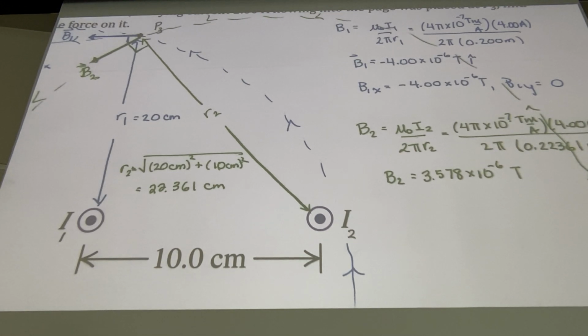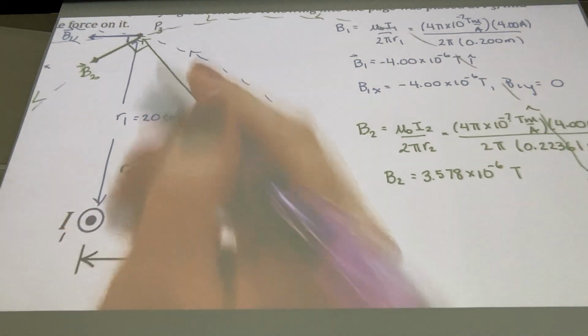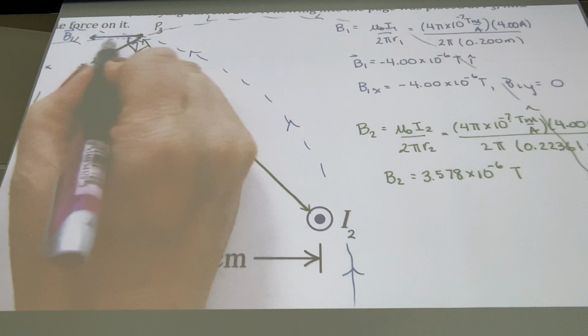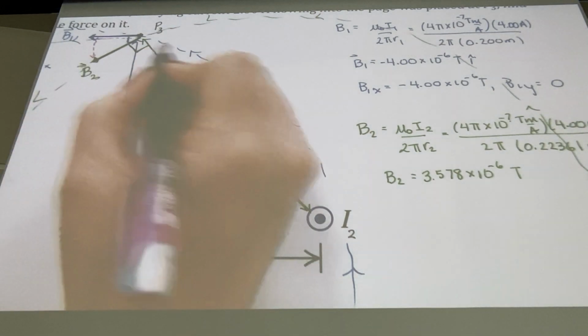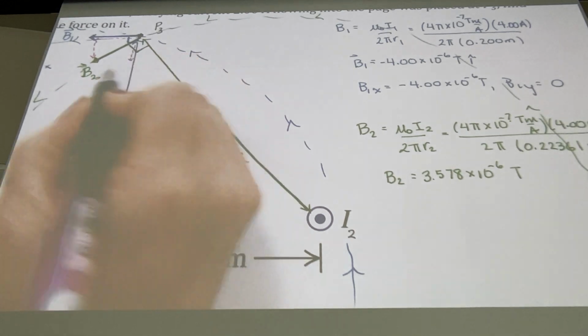The components of B2: the x component points to the left, there's B2x, and the y component points down, B2y, or you can draw them over here on this side, doesn't really matter.